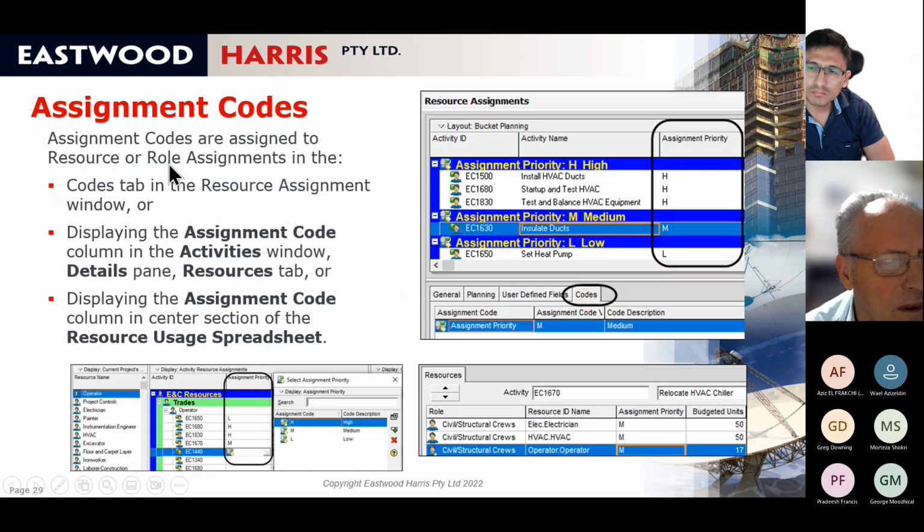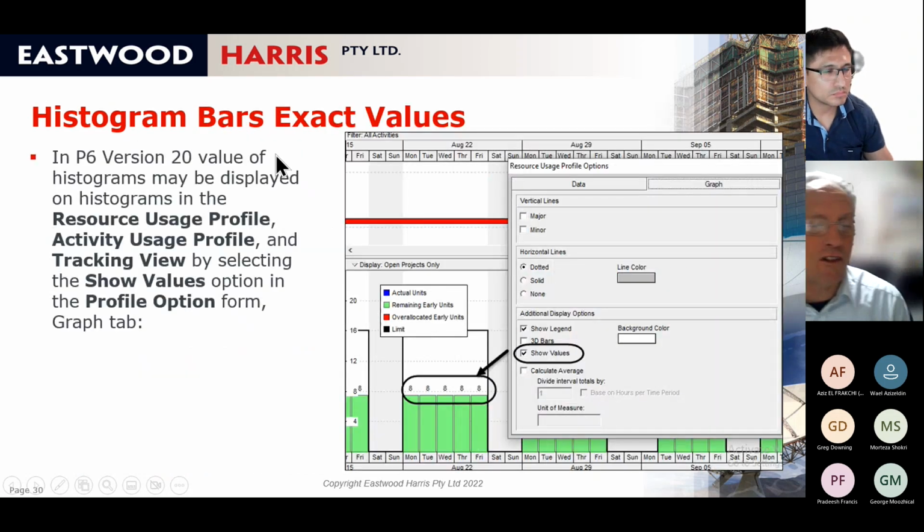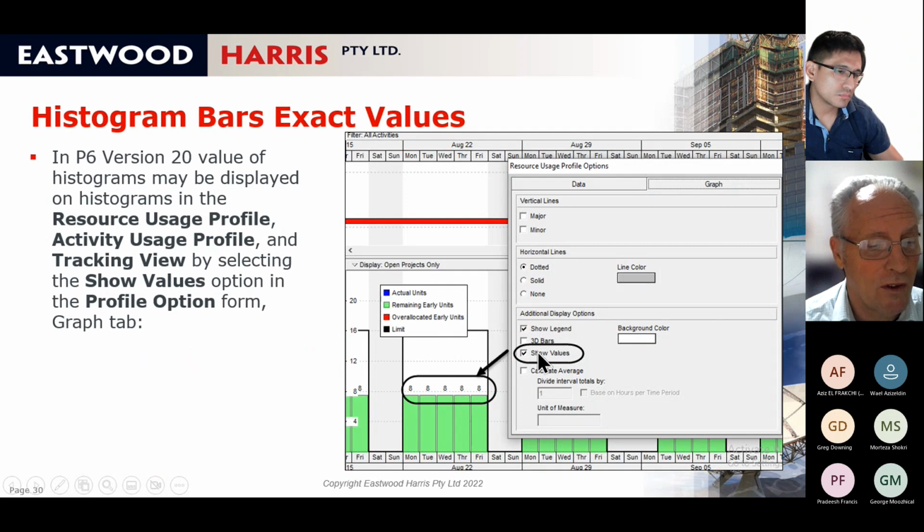Another one, again, assignment codes. If you're using an ERP system, then obviously they're valuable. To the general user, I don't think it's a priority for me. Histogram bar extracts. This new box allows you now to show you the exact value above the histogram. I think that's a great functionality, especially when you found that the line here didn't line up with the value on the histogram bar. So that's a great enhancement.